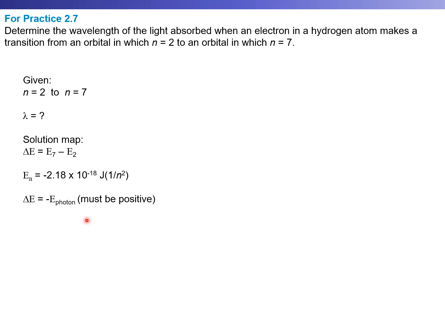Once we figure out what the energy of the photon is, we have to find a way to correlate the energy of the photon to the wavelength of light that emitted it.